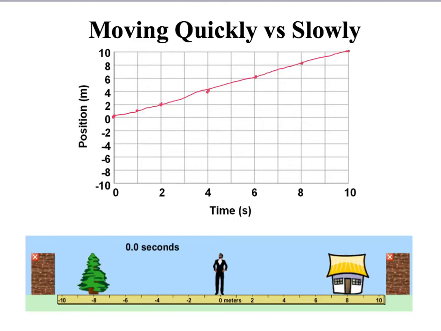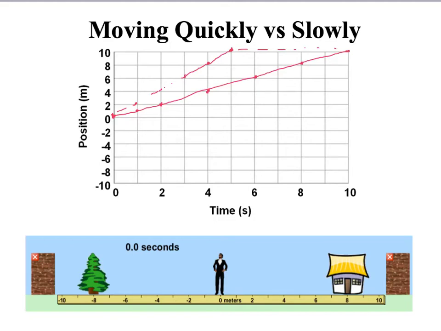Now, let's imagine that instead of moving at 1 meter every second, Abe moved at 2 meters every second. So, at the time of 0, he'd be at 0. At the time of 1 second, he'd be at 2 meters, then 4 meters, then 6 meters, then 8 meters, then 10 meters, and he'd crash into the wall and stay the same. So here's what that line would look like.